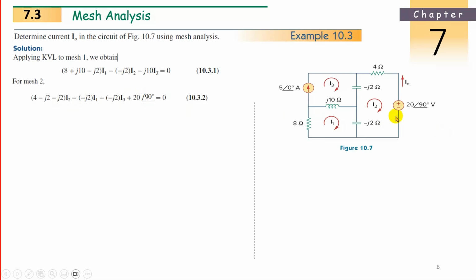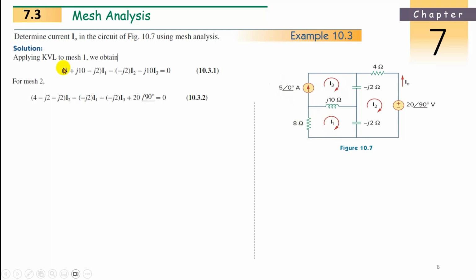This is the second loop. Already you practiced these loop equations many times, so no confusion in it. Now coming to the third loop. What are the elements in this third loop? 1, 2 and 1 current elements. So I can write directly I3 is equal to 5 at an angle 0 degrees. No need to write any equation there, because I3 is already equal to 5 amps. So I3 is equal to 5 ampere.